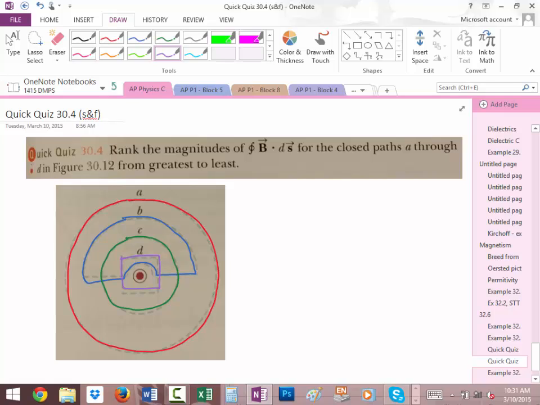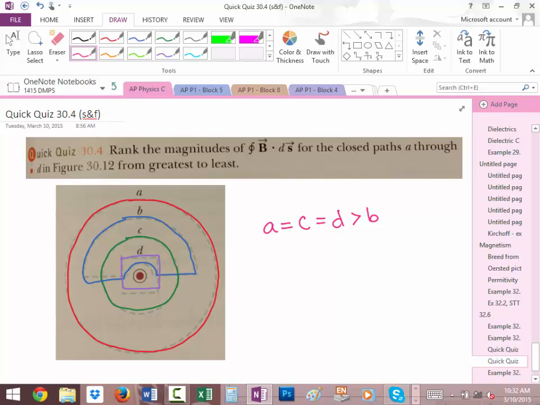Hey, Logan, Buck, did you guys come up with an answer back there? Me and Nathan, we agreed on A, C, and D are all equal to the greatest. A equals C, you said? Yeah, equals D. Okay. And then those are all greater than B. Why? Because there's no current enclosed in B. No current enclosed in B.